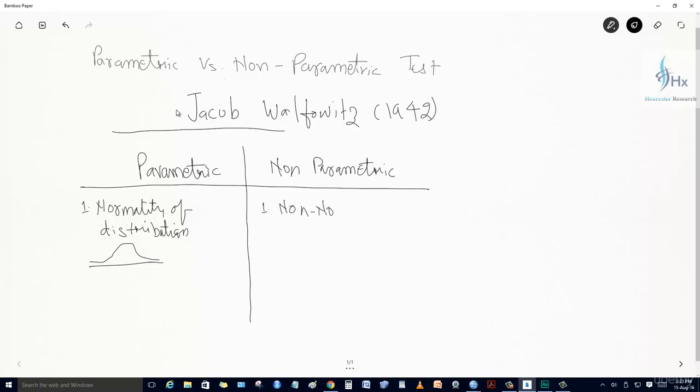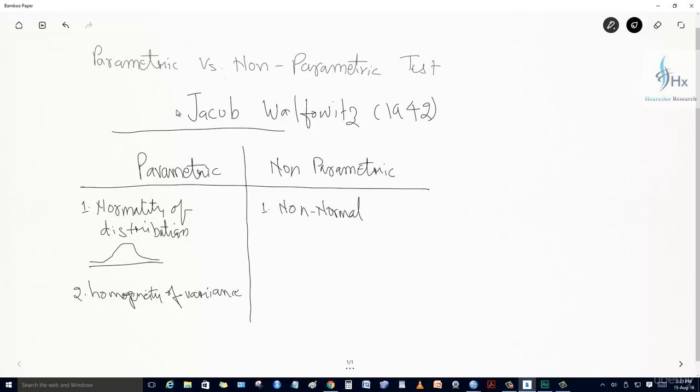While in case of a non-parametric test, it's not guaranteed. You might not be aware of the distribution of the variable. It might be highly skewed, positively skewed or negatively skewed. So we can say in this case we are having a non-normal distribution.